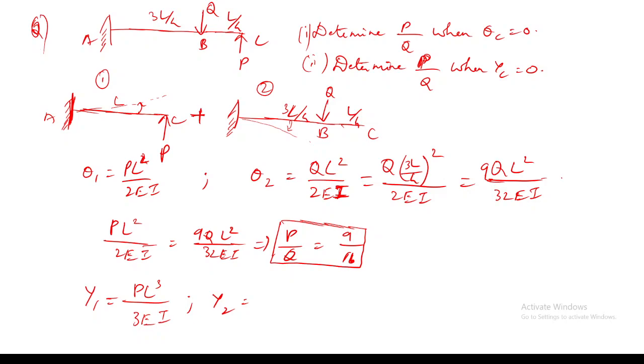Any modification I have to make to find the value of Y2? Y2 is nothing but the deflection at point C for the second case. So what should I write? Here maybe I will write YC2, okay? Can anyone tell the formula to find the deflection at point C for the second case?